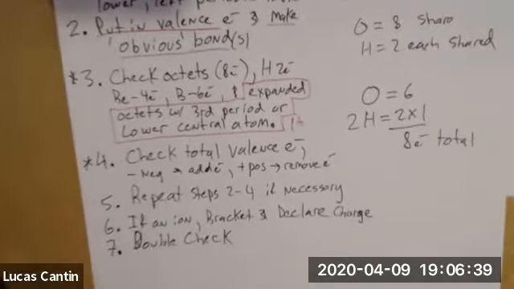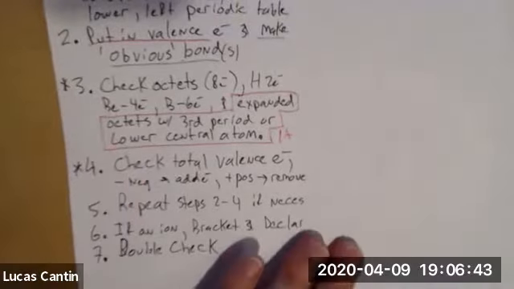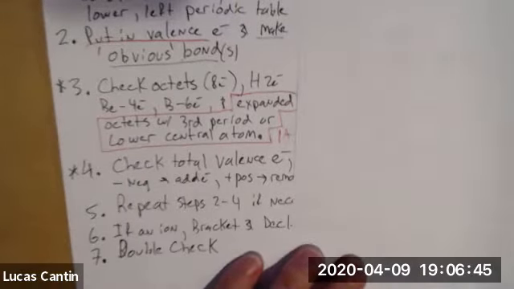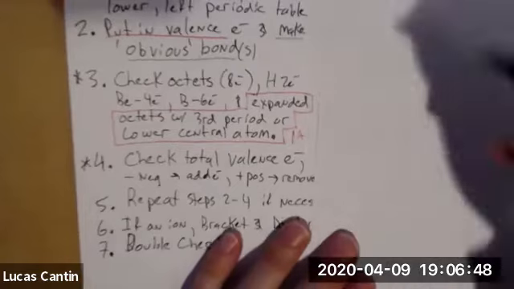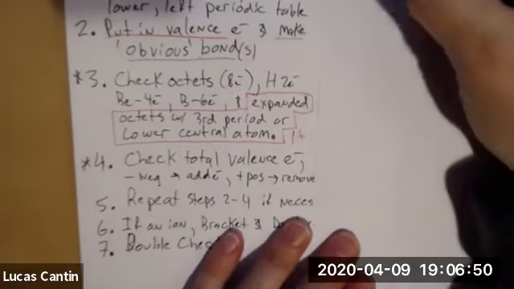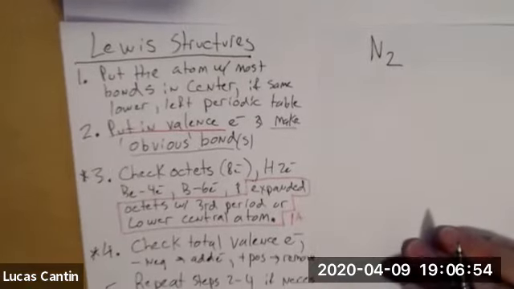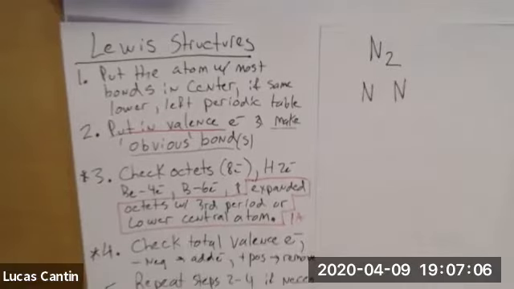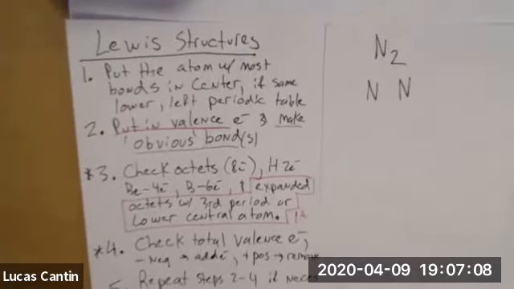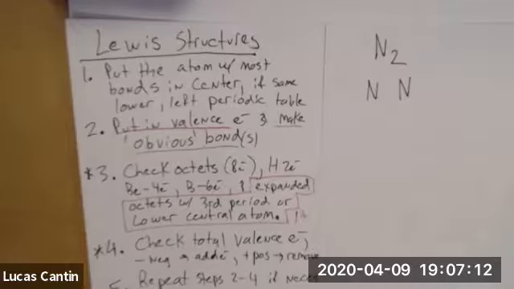I'll do an example where I won't skip 5. How about that? How about nitrogen. Now, who goes in the middle? If I only have two atoms, does it really matter who I call the middle? And actually, if they're the same atom, technically, I think of them as sharing the middle. So actually, step 1 doesn't really matter for this one. Okay.